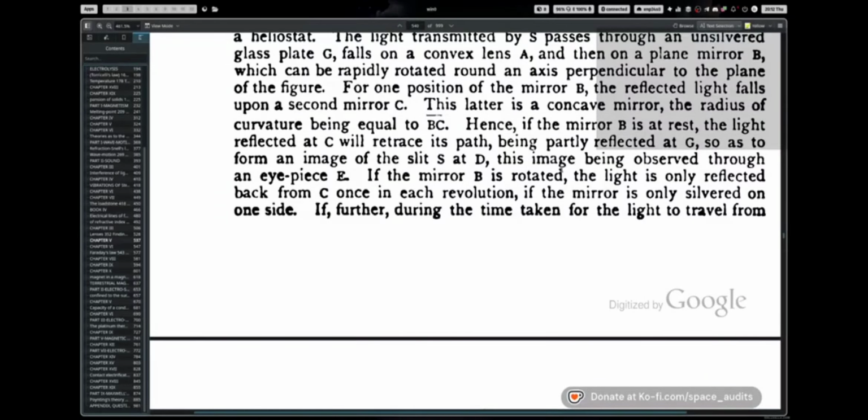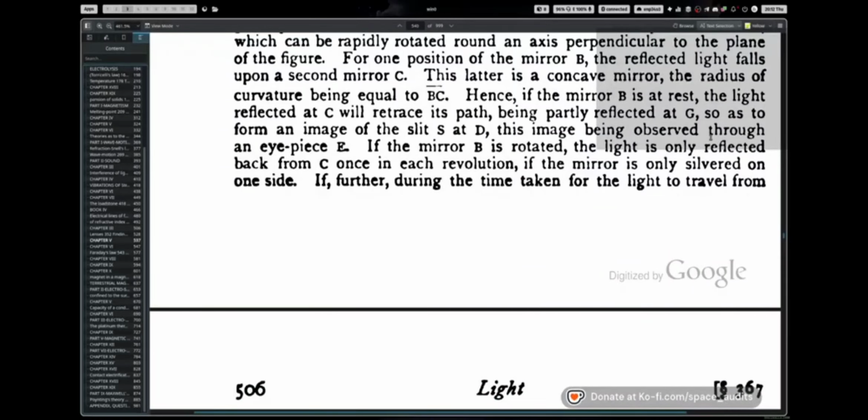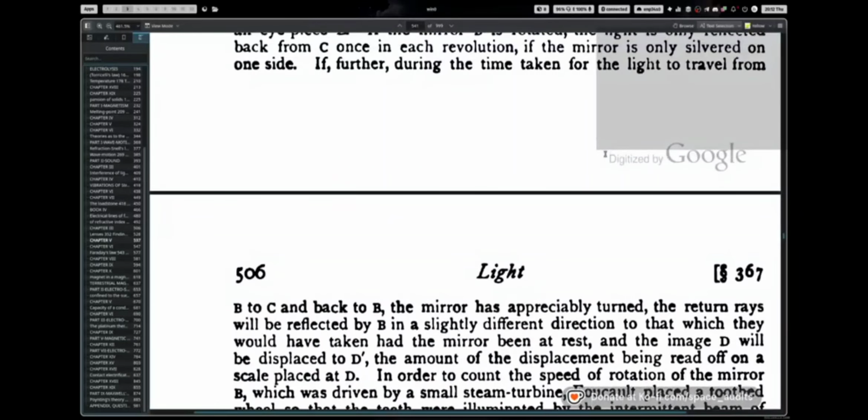Anyways, the latter is a concave mirror, the radius of curvature being equal to BC. Hence, if the mirror B is at rest, the light reflected at C will retrace its path, being partly reflected at G, so as to form an image of the slit S at D, this image being observed through an eyepiece E. If the mirror B is rotated, the light is only reflected back from C once in each revolution if the mirror is only silvered on one side.